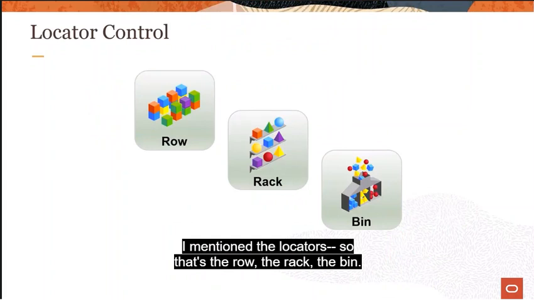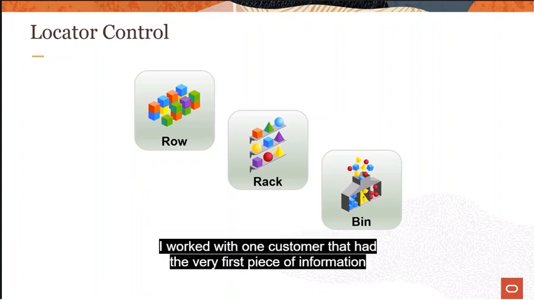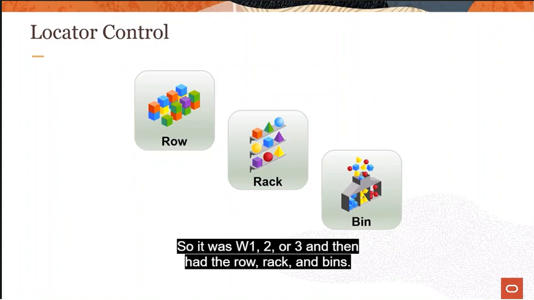Mention the locators. So that's the row, the rack, the bin. So your sub-inventories can have locator control enabled. So you can do rows or aisles. You can even, I worked with one customer that had the very first piece of information was the warehouse, because they had 3 huge warehouses.